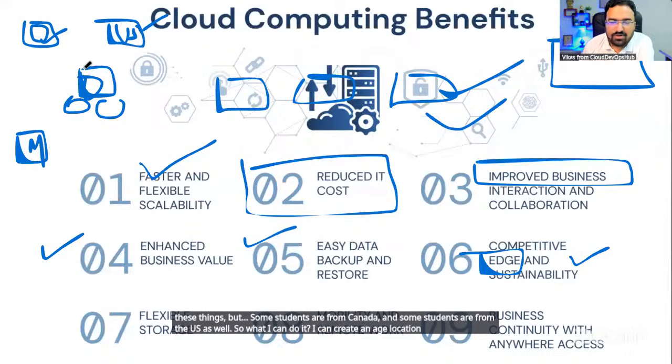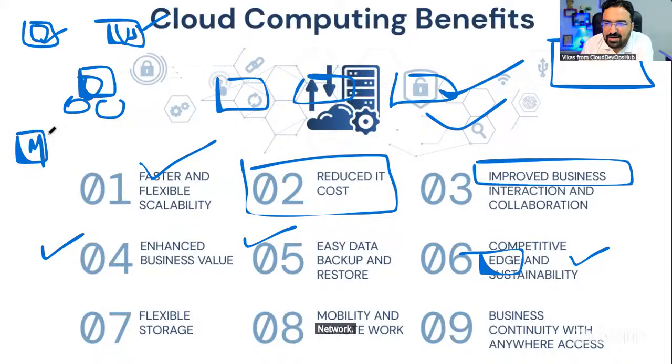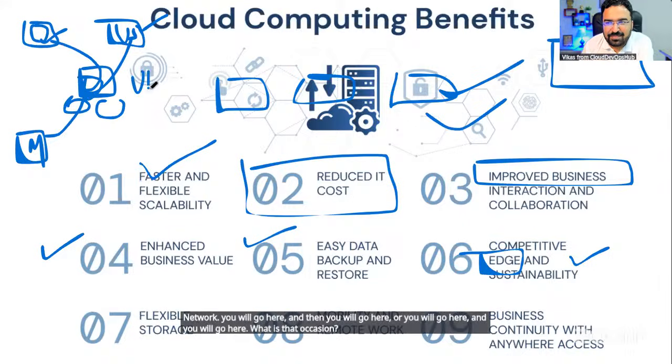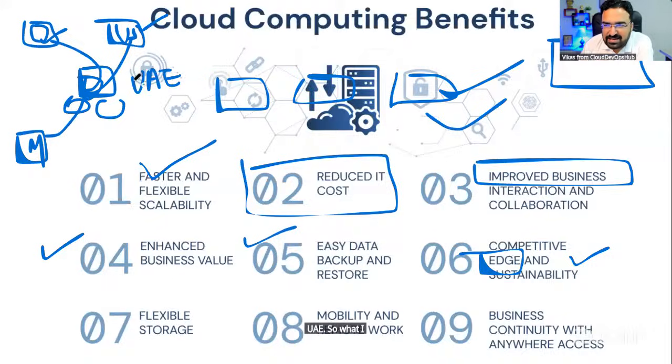What will be the center location for US and India? A center location always comes as an edge network. Even for a flight, if you have to go from here, you will go here and then go here. What is that location? UAE. So I can create an edge network in UAE, right? So it will be accessible for most of the people. Understood? Yes, no? This is called edge network.